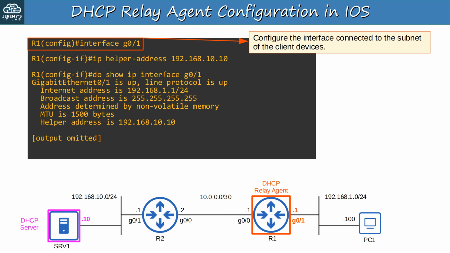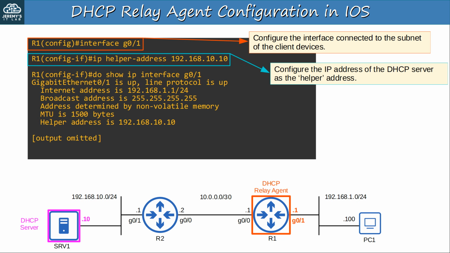To configure it as a relay agent, first enter interface config mode for the interface connected to the client devices. PC1 is connected to R1's G0/1, so we will configure that interface. Then all you need is one command, ip helper-address, followed by the IP address of the DHCP server. Of course, make sure R1 actually has a route to the DHCP server. If it doesn't have a route, configure a static route or use a dynamic routing protocol like OSPF.